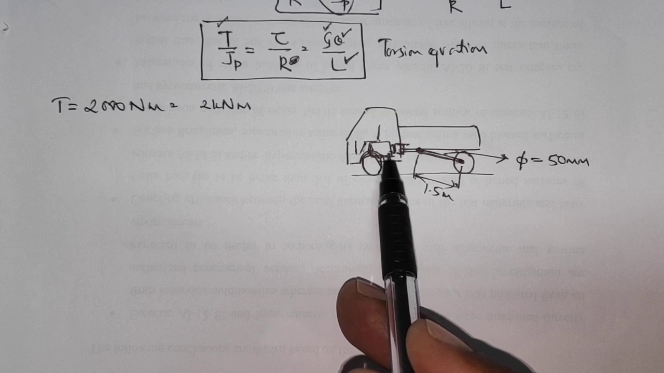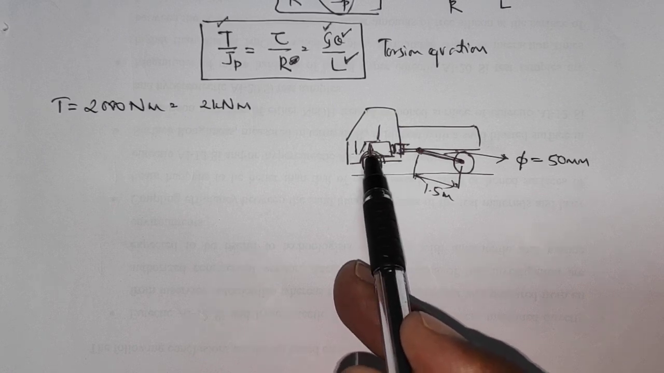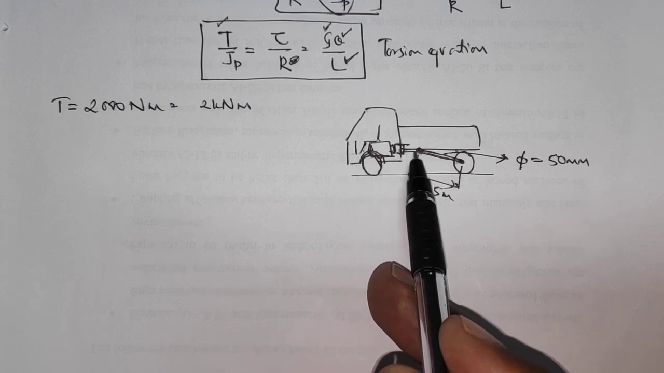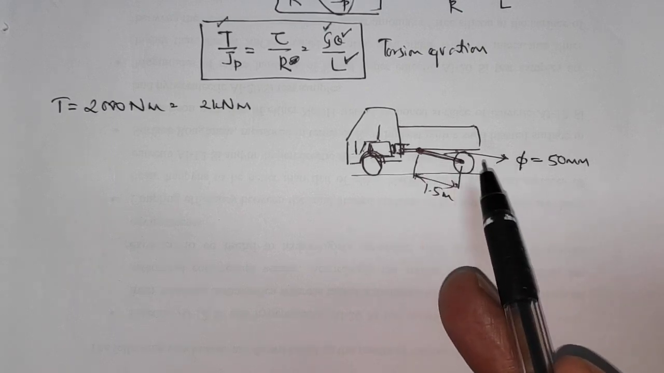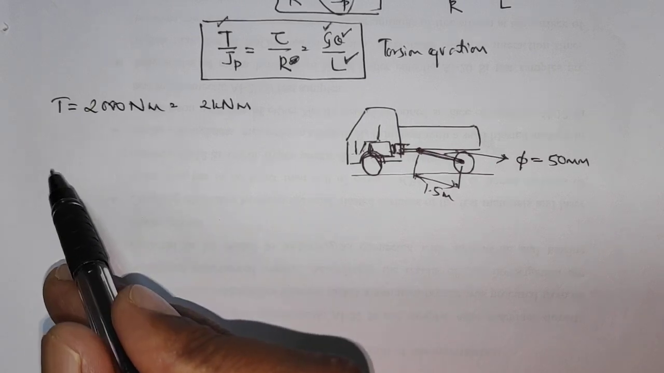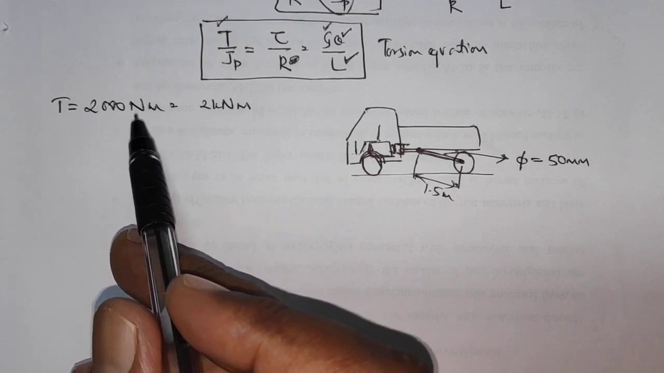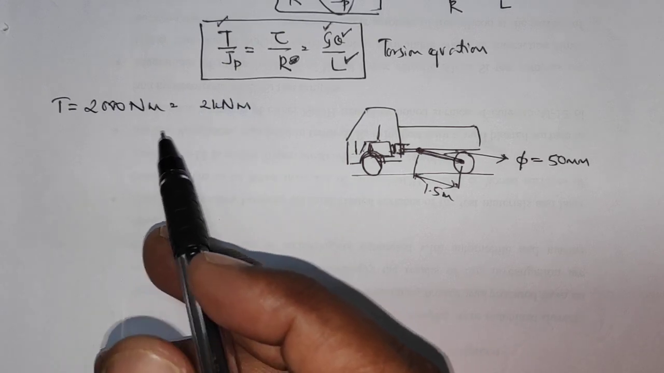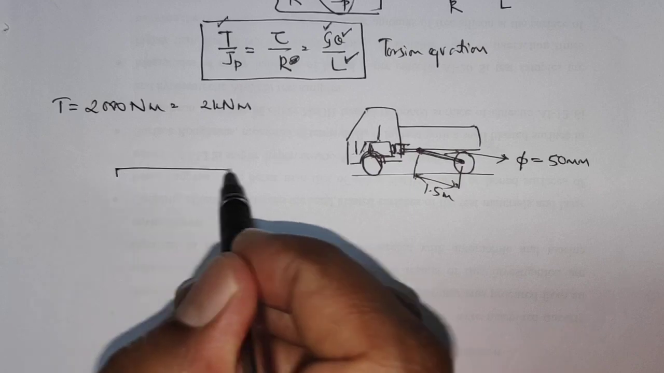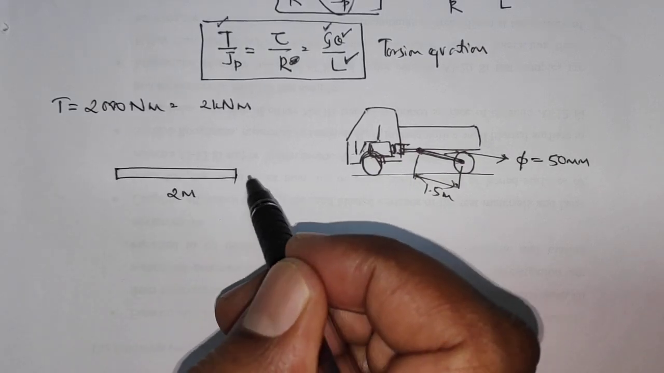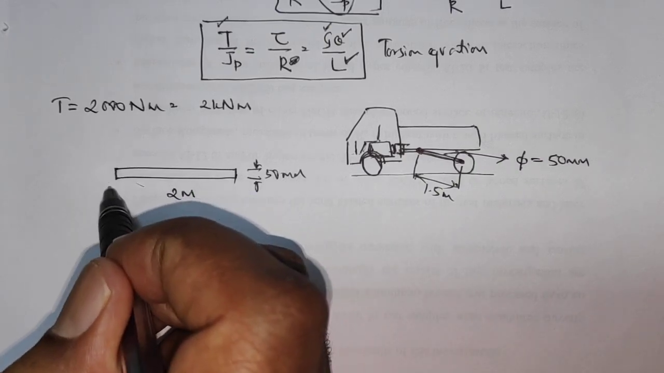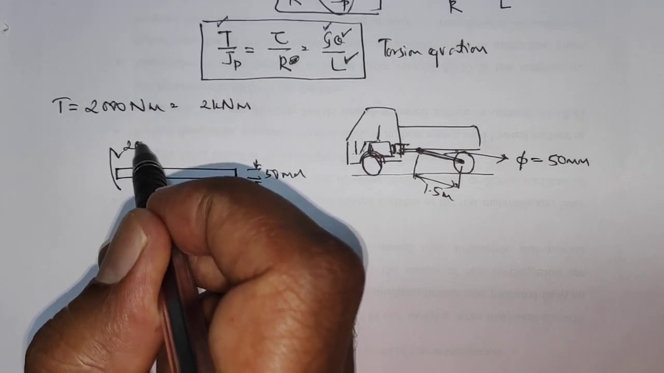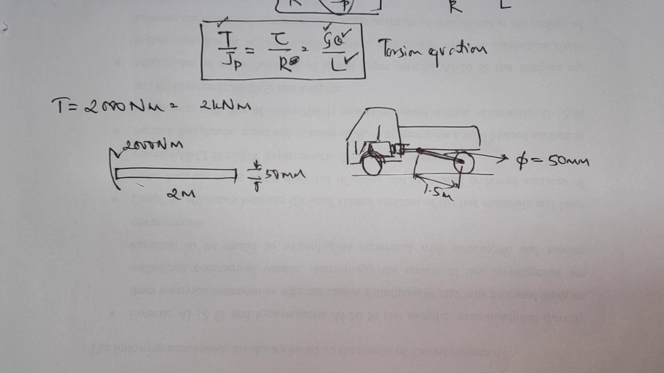Maybe when the vehicle is supposed to climb an incline, they drive through the first gear and through the reduction gears. So the speed may be reduced by almost 10 times, and the torque is increased by 10 times. So maybe 200 Newton meter torque could be amplified to 2000 Newton meter torque. So let us expect that this shaft, whose length is 2 meters, whose diameter is 50 mm, is supposed to transmit a torque of 2000 Newton meter.